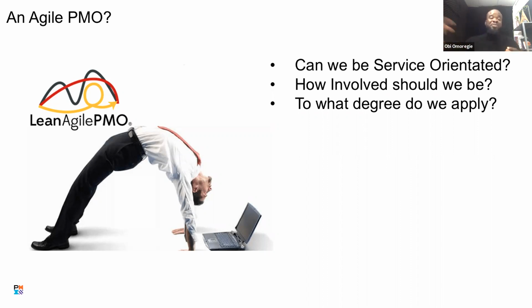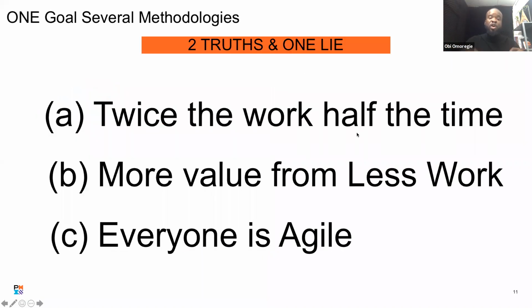So before I define what it means to be agile, let me test your knowledge, because everybody has heard the word agile, agile, agile. We're going to play a game together, and that game is called Two Truths and One Lie. On the screen, you're going to have a representation of 3 statements. One of those statements is a lie about what it means to be agile. I want you to type the alphabet of the lie on the screen.